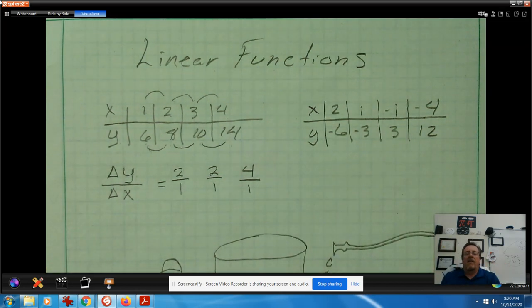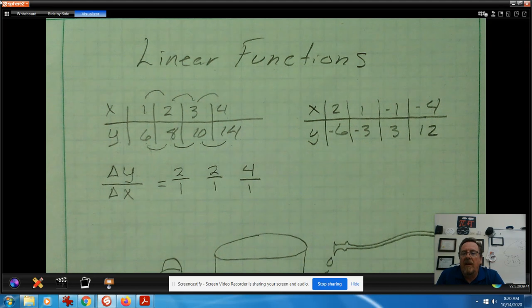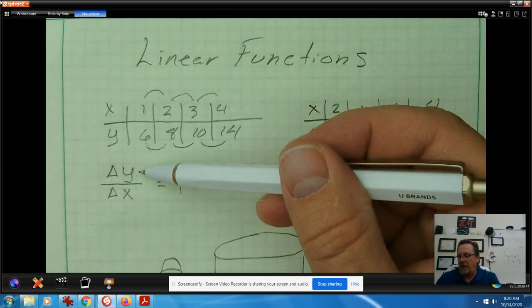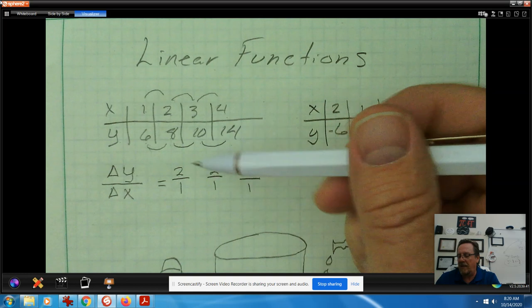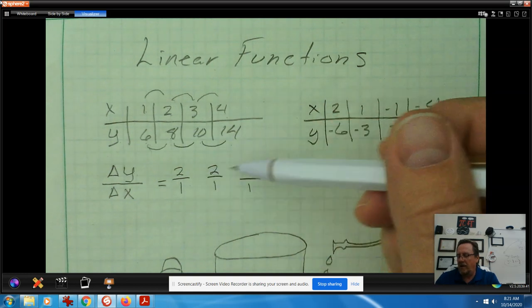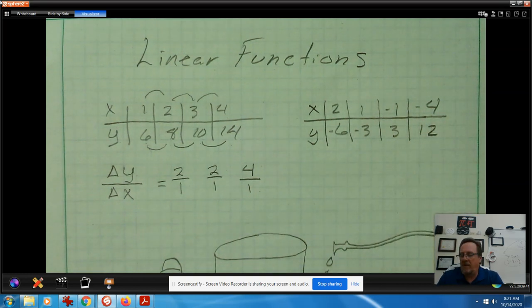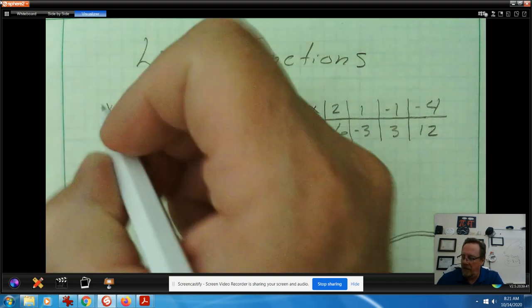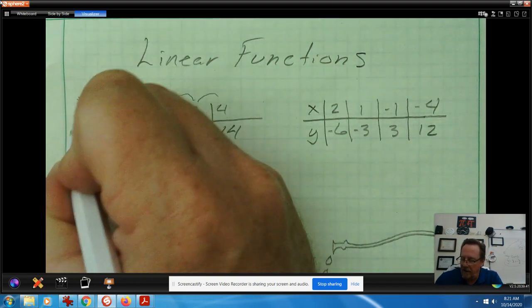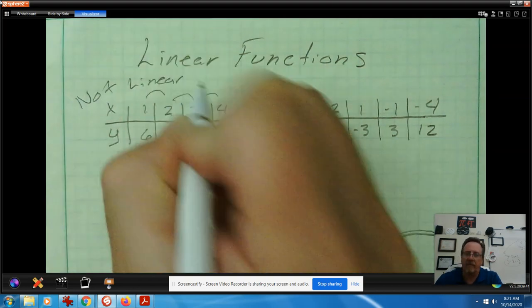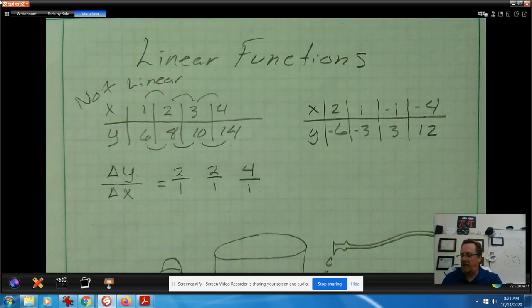Now, in order for the function to be linear, in order for it to be a line when I draw all the points on the plane, the ratio of change in y to change in x would have to be the same in each of these cases. 2 to 1, 2 to 1, 4 to 1, not the same. Therefore, this table does not show a linear function. This is not linear. If it was, I would have seen the same ratio, 2 to 1, 2 to 1, all the way through.